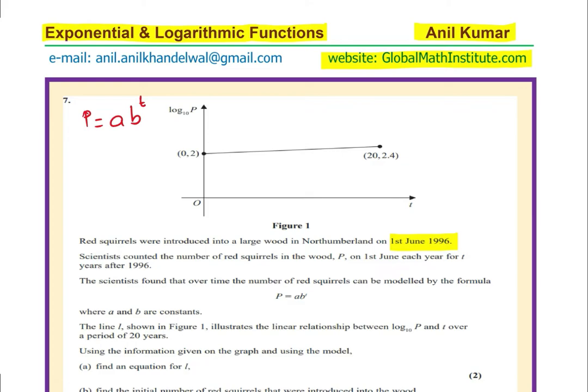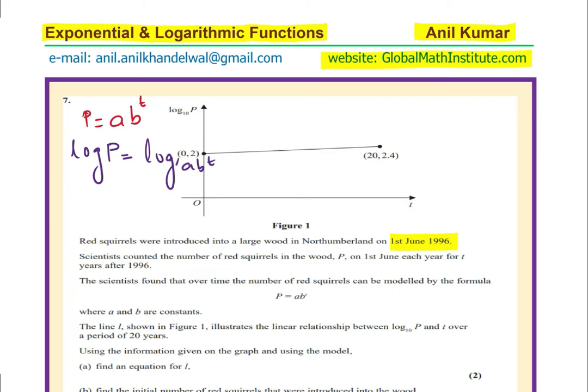First part of this question: we need to find the equation of the line given on this graph, where we are plotting log to the base 10 of p against time. To get this equation, there are a couple of ways. One, of course, we can take logarithms on both sides, and in that case we get log to the base 10, of course, I'm not writing 10 since that is the default, equals log of a b to the power of t.